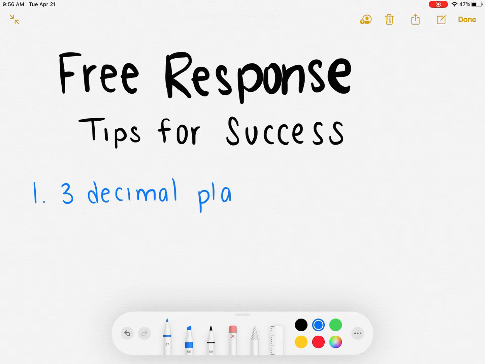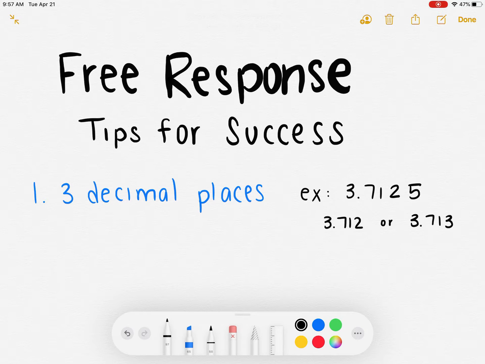They always have to be accurate to 3 decimal places, which means when you're doing your work, you want to make sure that you're using 4 or 5 decimal places the entire time you're computing your answer. And then your answer needs to be accurate to 3 decimal places. So, for example, if you end up getting a number like 3.7125, you can truncate it and give them 3.712, excuse me, or you can round it and give them 3.713. Either of these would be considered acceptable answers.